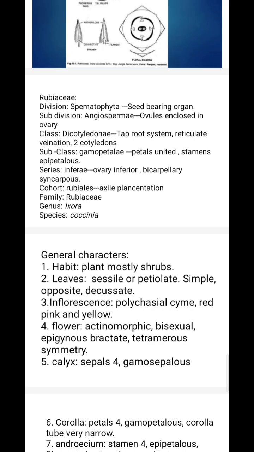Then series Inferae, which is characterized by inferior ovary, bicarpellary and syncarpous. That is, all floral parts are present above the ovary. Then it is bicarpellary, that means two carpels are united, that is syncarpous and bicarpellary. Then cohort or order is Rubiales, having axile placentation. Then family is Rubiaceae, genus Ixora and species coccinea.